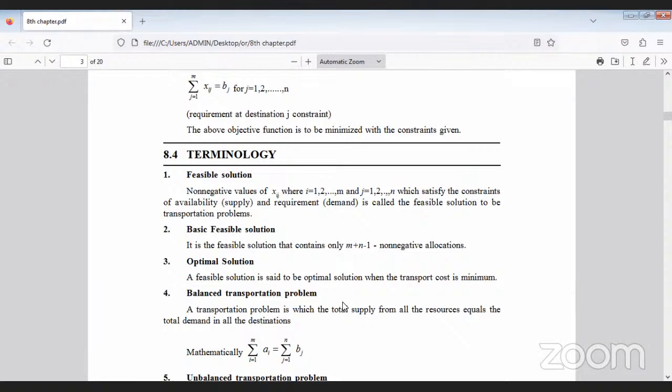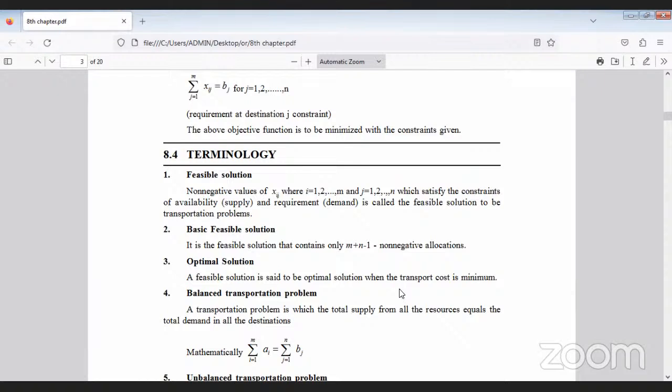So basic feasible solution: a feasible solution that contains only m plus n minus 1 non-negative allocations. So you have to write m plus n minus 1. Optimal solution: a feasible solution is said to be optimal when the transport cost is minimum.